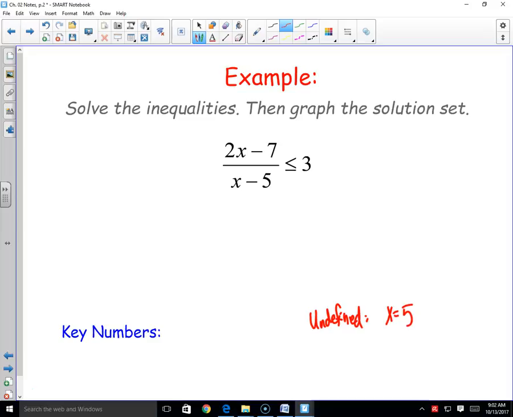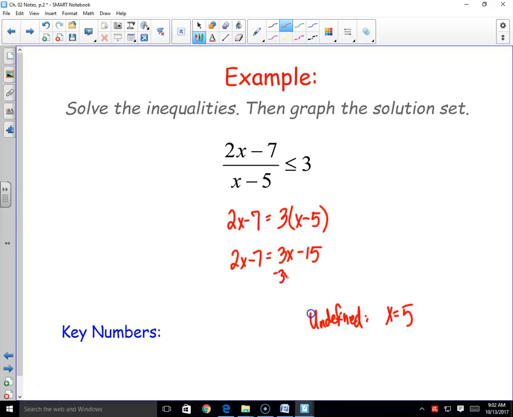We can steal that from the denominator. The struggle is, how do we find the other if there's not a 0? Well, we can kind of cheat just a little bit. To find the other key number, if there's not a 0, we can't just set the top and bottom equal to 0. We can still set the bottom equal to 0. It's still undefined. But for the top, since there's not a 0 there, we're going to go about it another way. We're going to pretend there's an equals, and we're going to go ahead and solve.